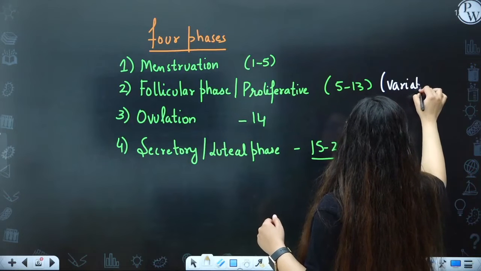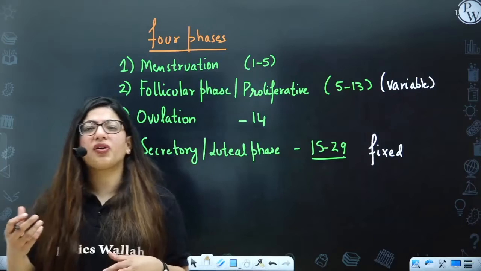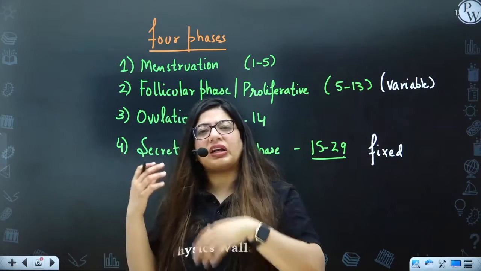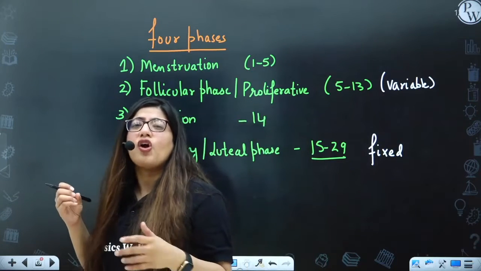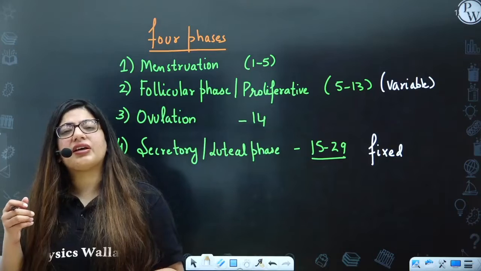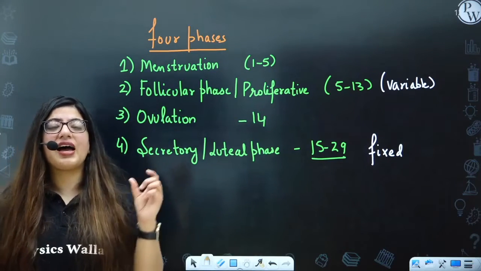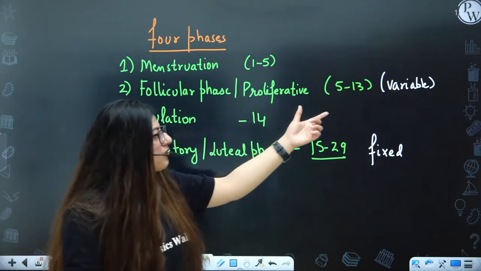What does it mean? You must have heard that in a female, the menstrual cycle is not regular. Sometimes she gets menstruation on one day, sometimes on another day. Some months she has a cycle of 40 days, and some months a cycle of around 50 days. Yes, it happens in a female. So at that time, which phase has been disturbed? The follicular phase has been disturbed. So this is always variable.